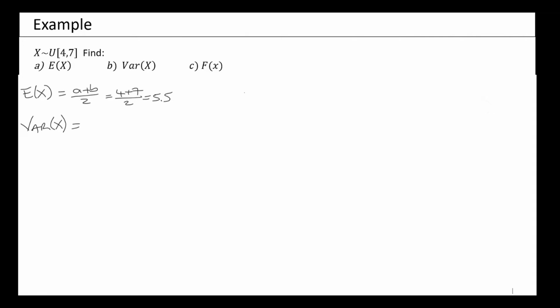Next, we're asked to find the variance. The variance is going to be the width of the rectangle, so 7 minus 4. We'll square that and divide by 12. That gives you 9 over 12, 3 over 4.